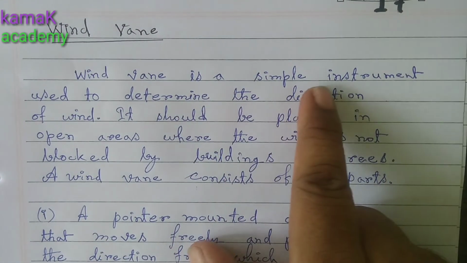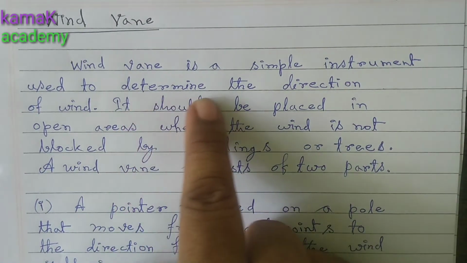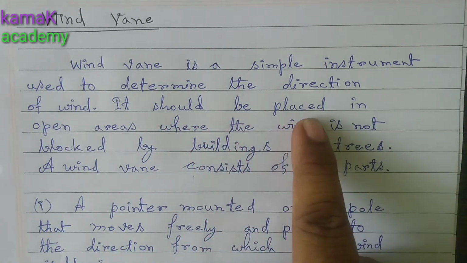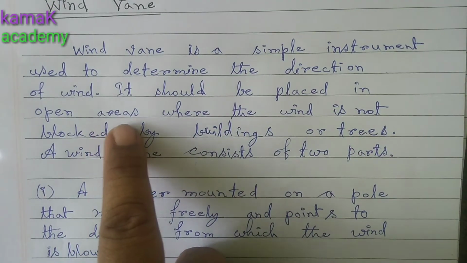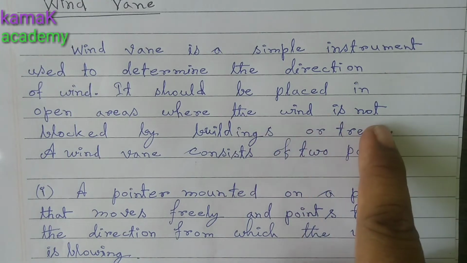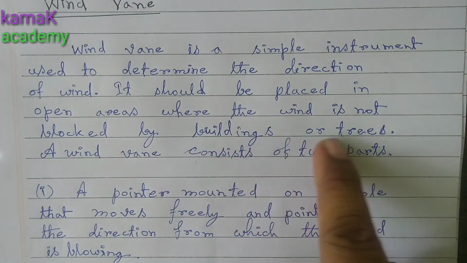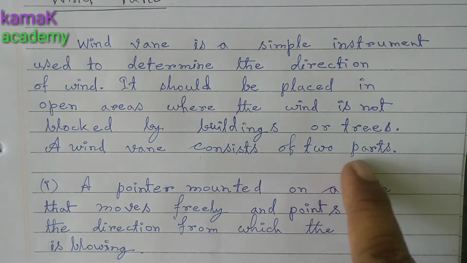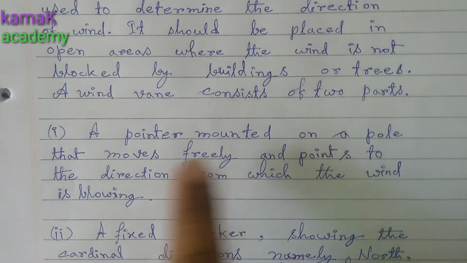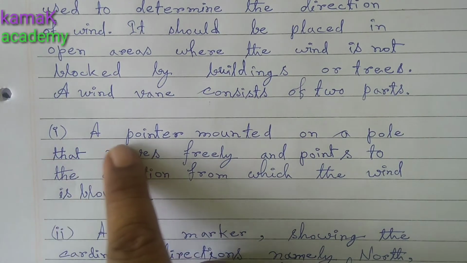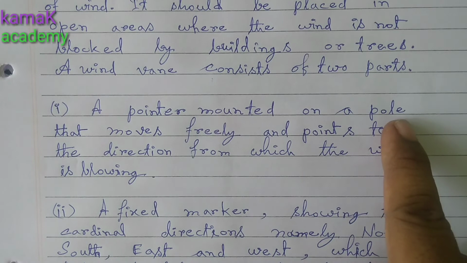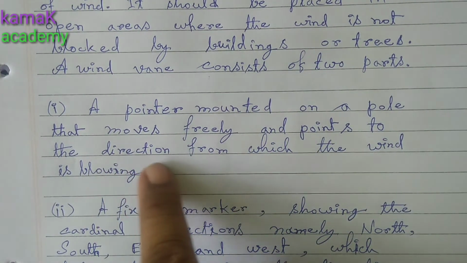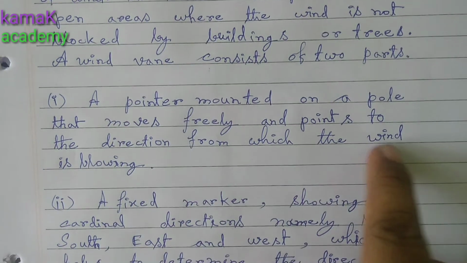Windvane is a simple instrument used to determine the direction of wind. It should be placed in open areas where the wind is not blocked by buildings or trees. A wind vane consists of two parts. Come to next para. Point number 1, Roman 1. A pointer mounted on a pole that moves freely and points to the direction from which the wind is blowing, full stop.